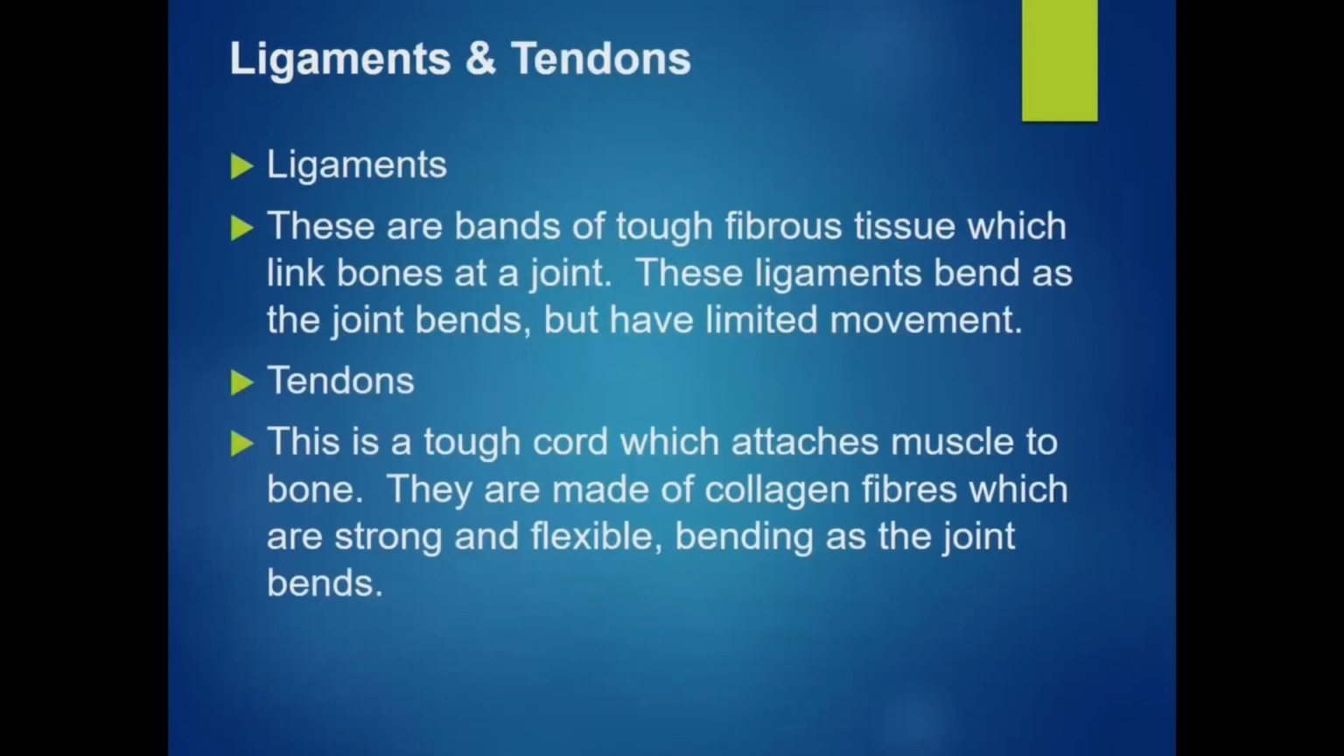Ligaments are tough strands of connective tissue which hold bones in place. So they connect bones to bones and they hold the bones in place at joints to prevent dislocation. Ligaments are elastic, so they can stretch to loosen a joint and help you move around more easily. Tendons are made up of a sort of tough fibrous cord, and they're made up of collagen fibers. They're strong and flexible and they help with bending at the joint. So tendons connect muscles to bones and ligaments connect bones to bones.